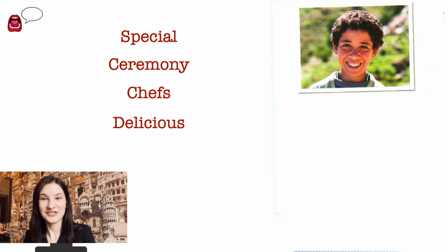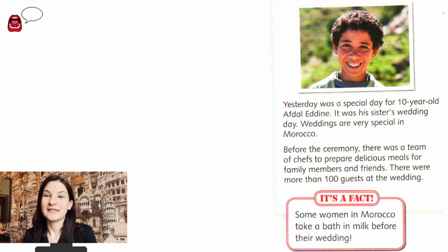Delicious. Delicious means very tasty, yummy, delicious. Guests. We practiced it already. And now it's time for us to read the text. I will read the text first, and then you will pause the video and try to read it yourself, pronouncing all the words correctly. Ready?